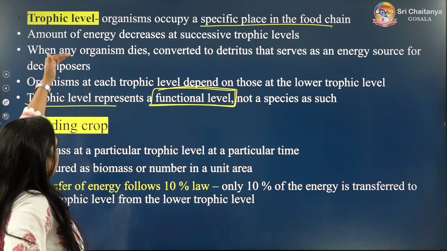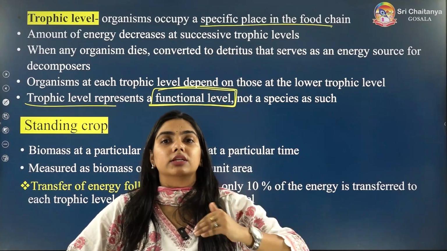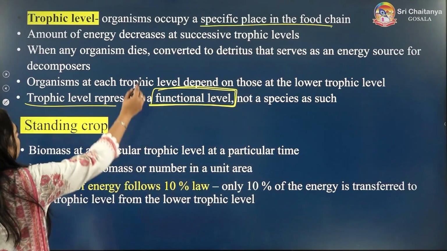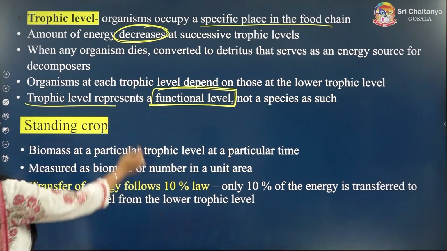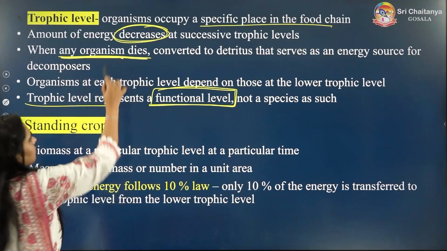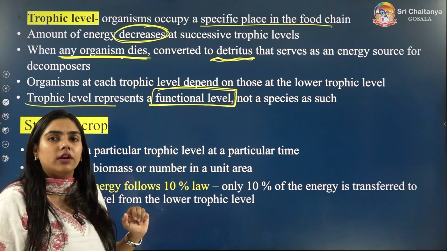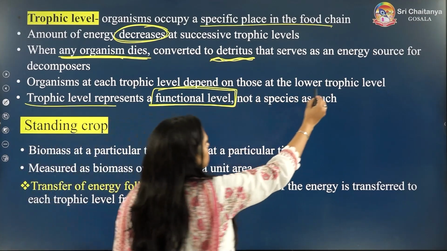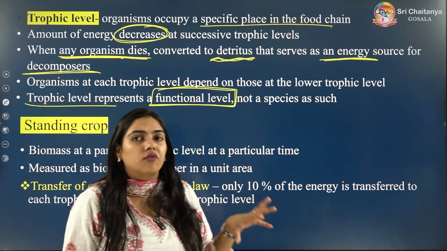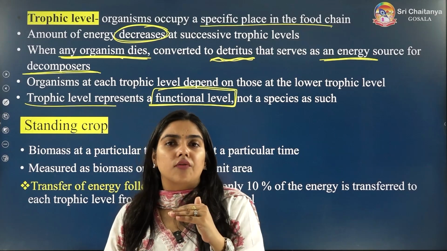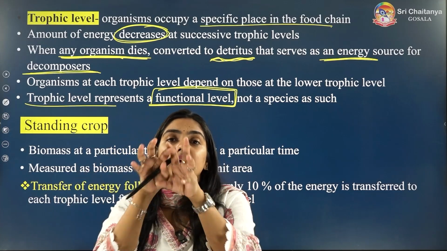Now, the amount of energy going to the higher trophic levels decreases at successive trophic levels. And when any organism dies, it is converted into detritus, and that energy becomes the source for decomposers. Obviously, the animals at a low trophic level will have more energy, and the animals at a high trophic level will have less energy.